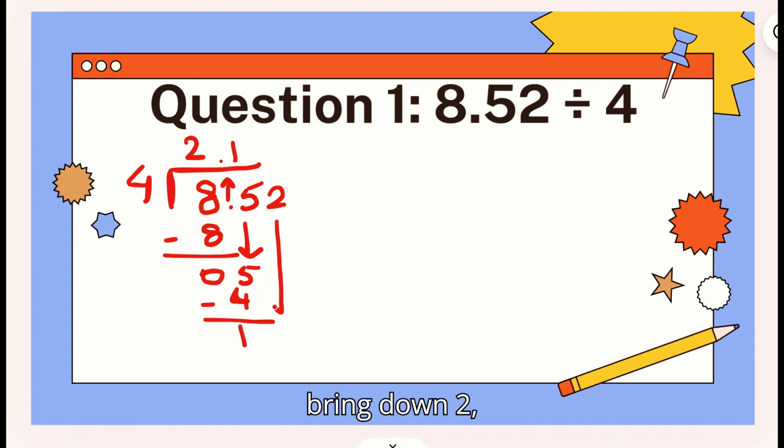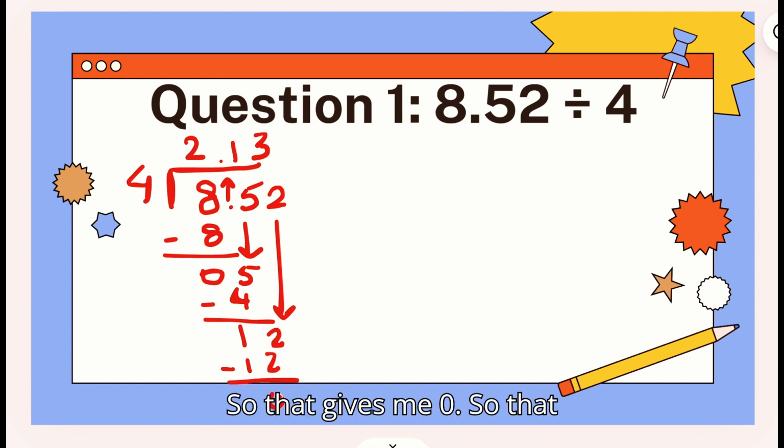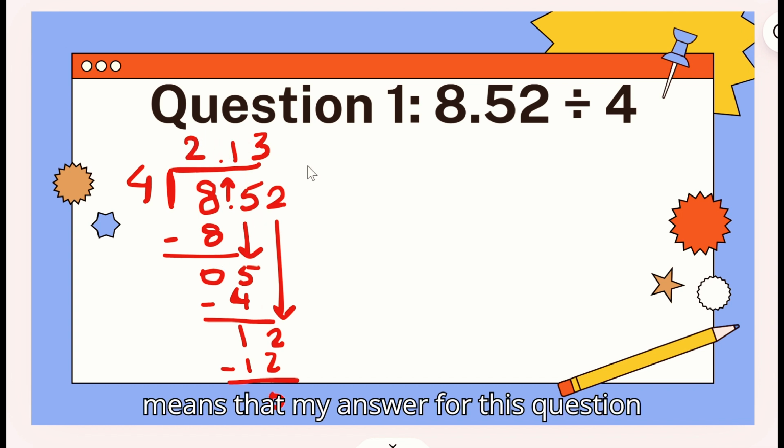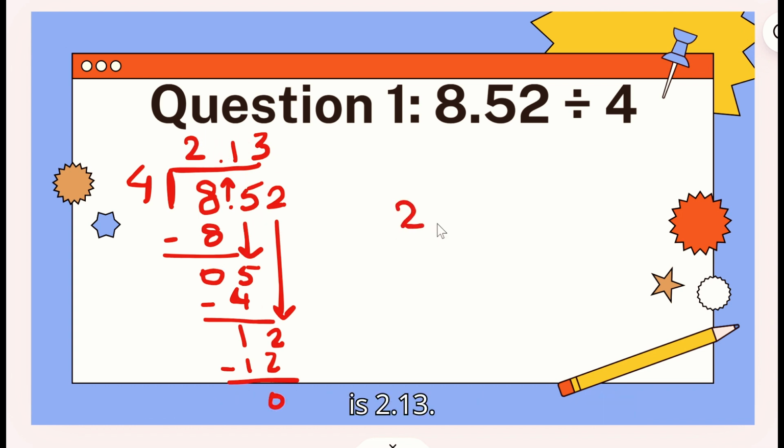Now I'm going to bring down 2. 4 times 3 is 12. So that gives me 0. So that means that my answer for this question is 2.13.